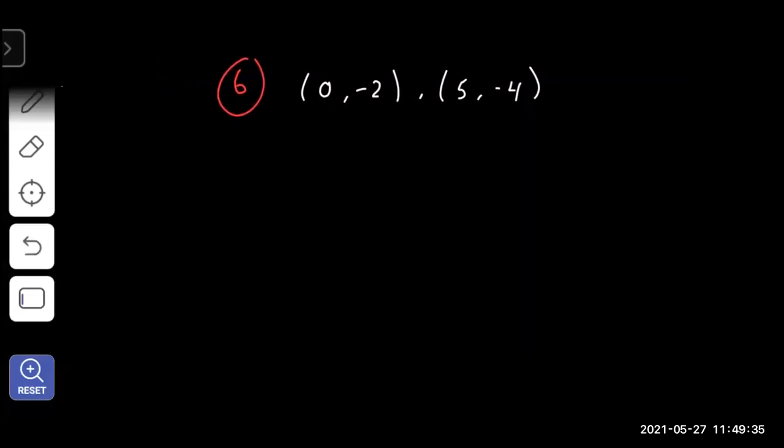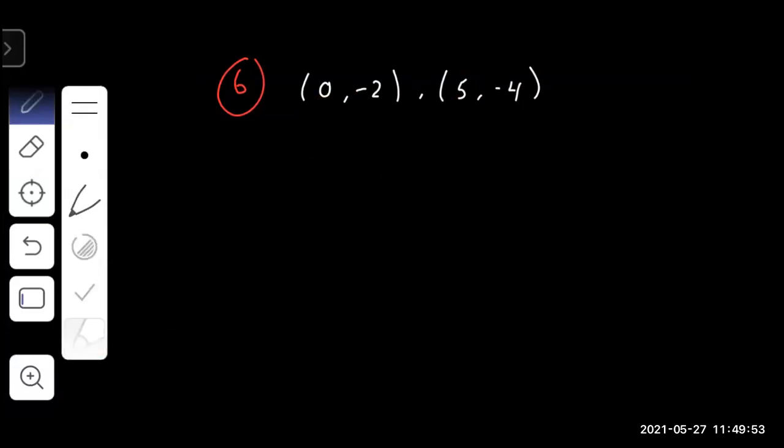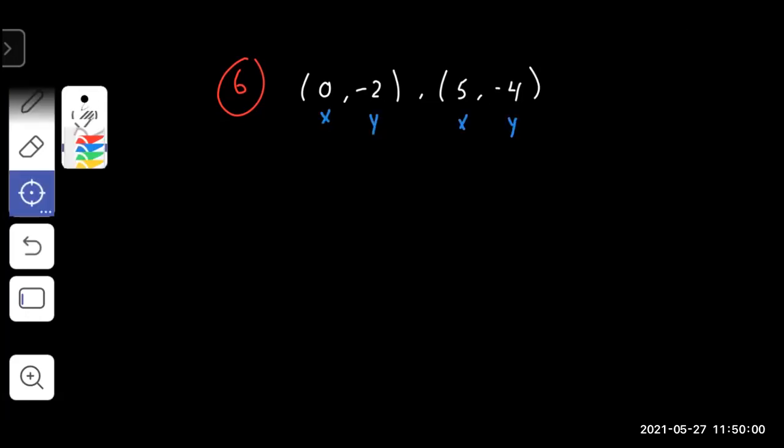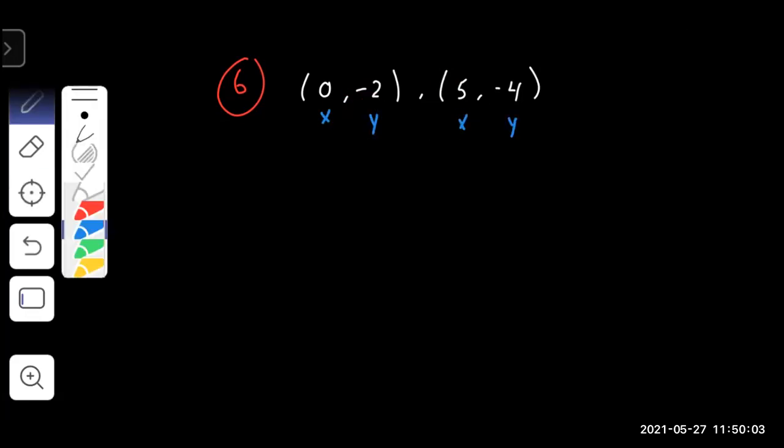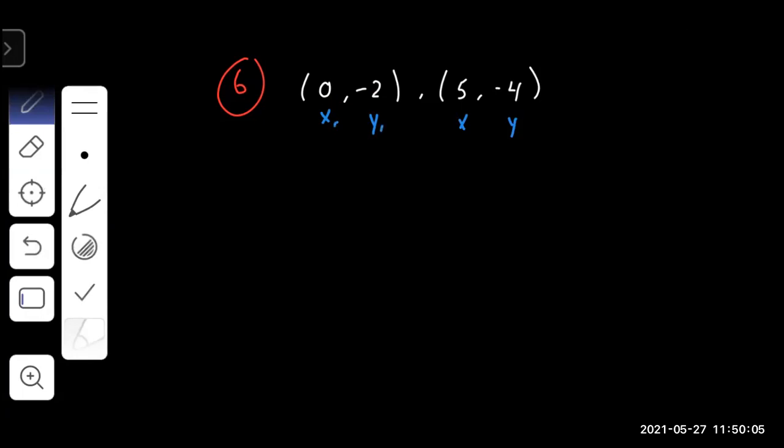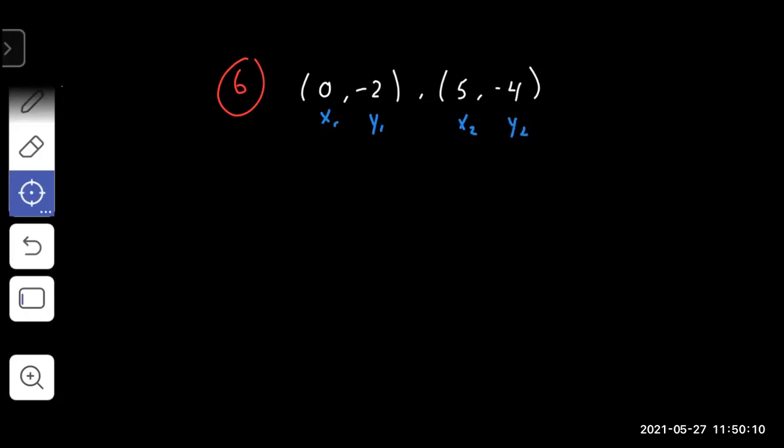Let's have a look at this one. Again, I give you the points 0, negative 2 and 5, negative 4. This is the ordered pair. So you're asked to find the equation of the graph that goes through these points. First of all, I know I got this point. The first is always x, the second one is always y. This is x and this is y, but how can I differentiate them? So that's why I'm going to say x1, y1, x2, y2. Okay, that's the first thing.